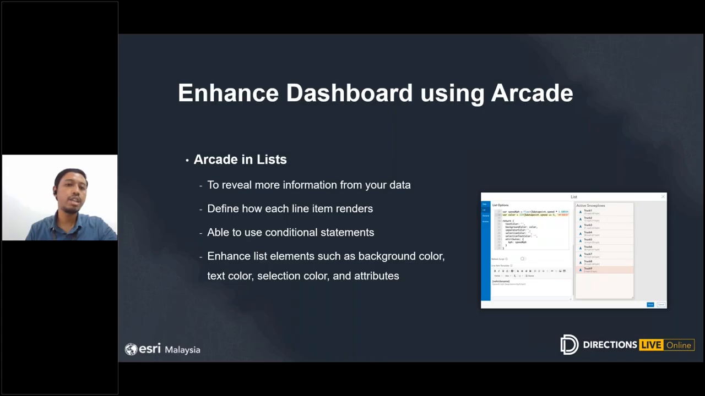Okay, other than indicator, you can also use Arcade to implement advanced formatting on the list element. Basically, it reveals more information from your data. When you are using the default configuration on the element styles, it can only be used on certain data for visualization. When you are using Arcade, you can define how each line item renders by displaying the differences using different styles and data based on conditional statements. On the list element, you can also enhance elements such as the background color, text color, and attribute that you want to display.